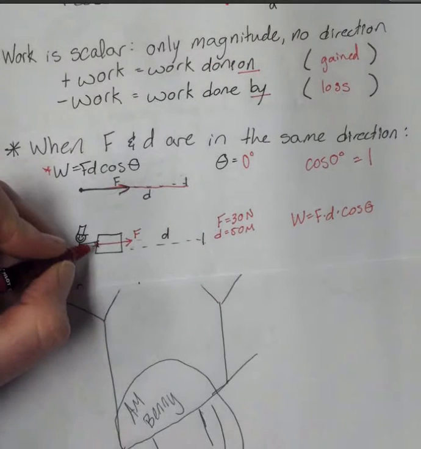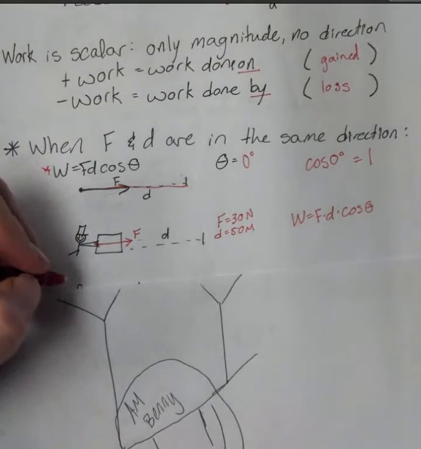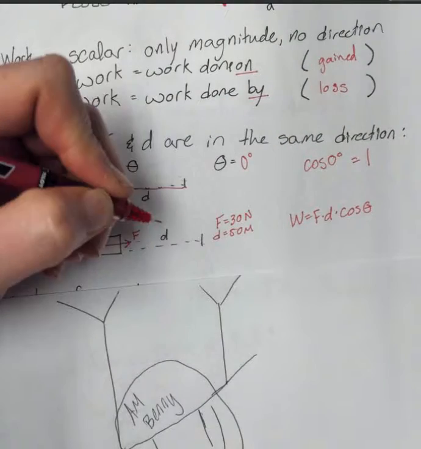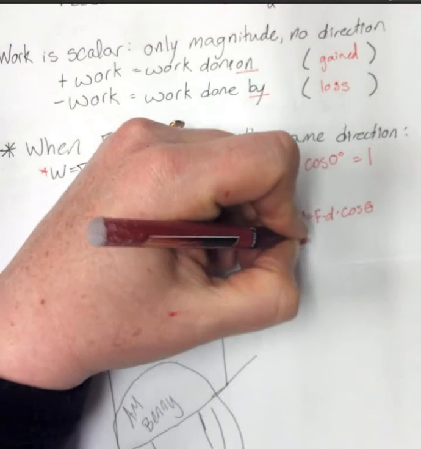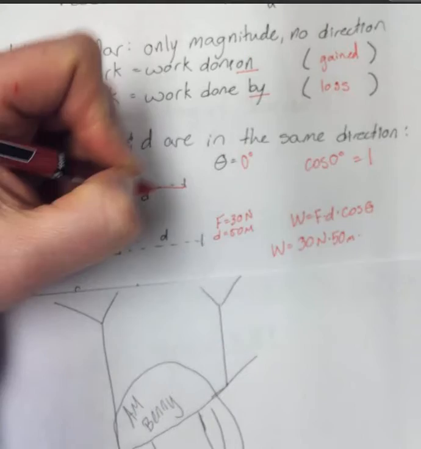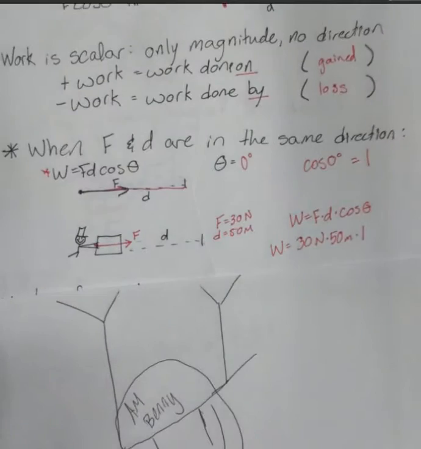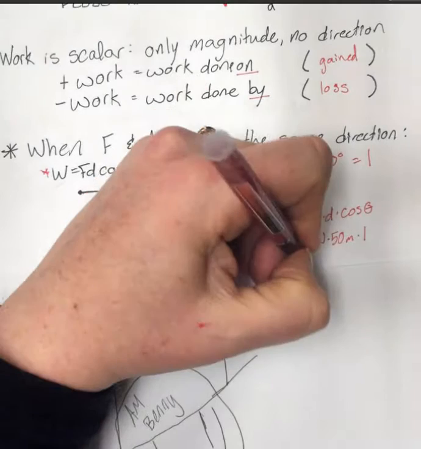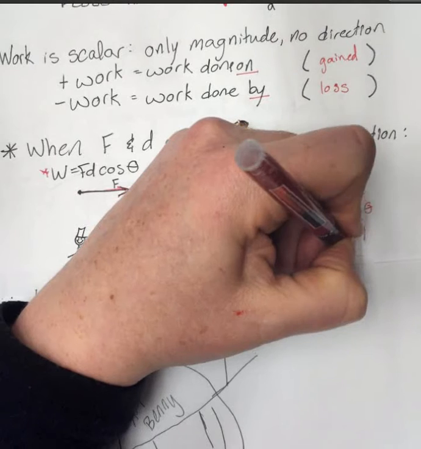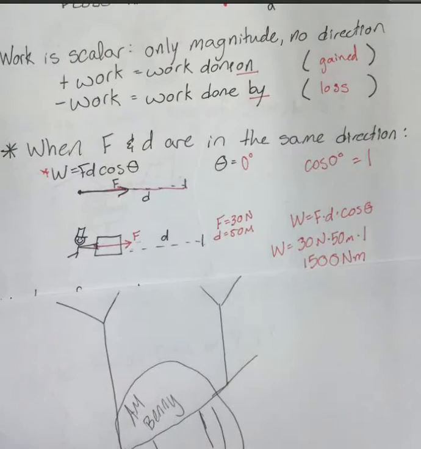Here, the force and the distance are happening in the exact same direction, so it's going to be a force of 30 newtons, a displacement of 50 meters, so work is going to equal 30 newtons times 50 meters times the cosine of 0, which is 1. 30 times 50 is going to be 1,500 Newton meters. And those are the units.